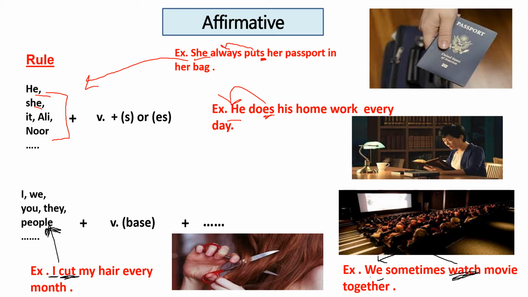ليش؟ لأن عندي we. Okay, so if we have singular subject, we will put S or ES to the verb. If we have a plural subject, the verb will be base. إذا مفرد نخلي S أو ES للفعل. إذا جمع الفعل مالتنا راح يكون مجرد. Clear?